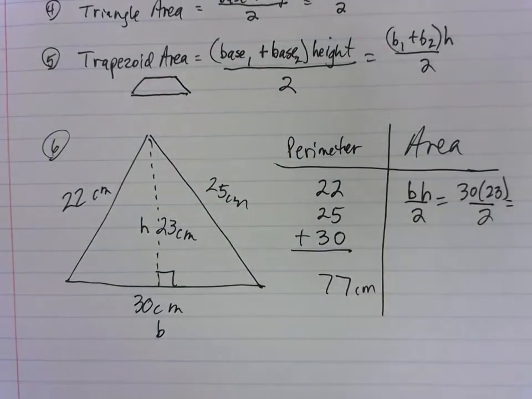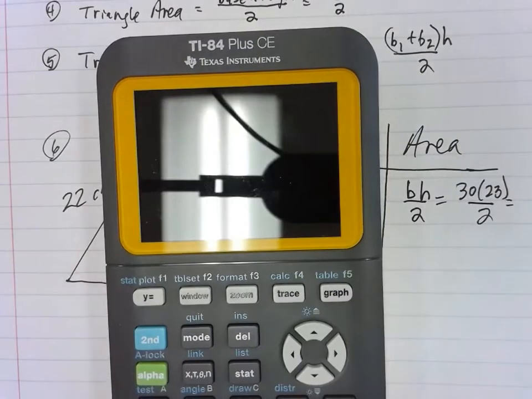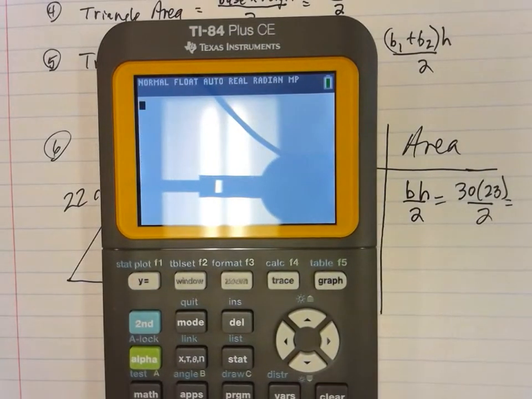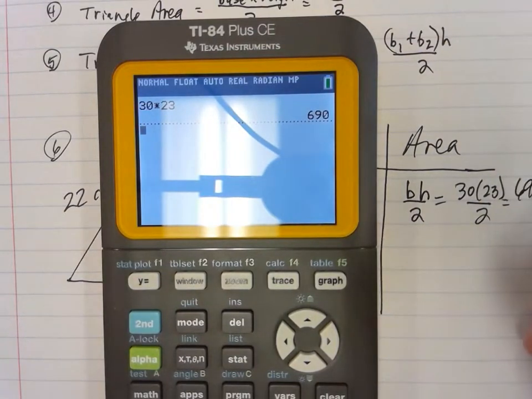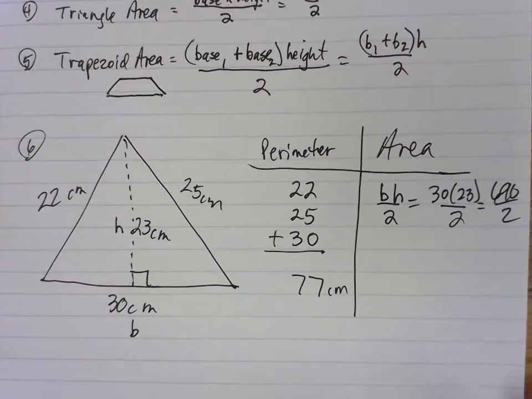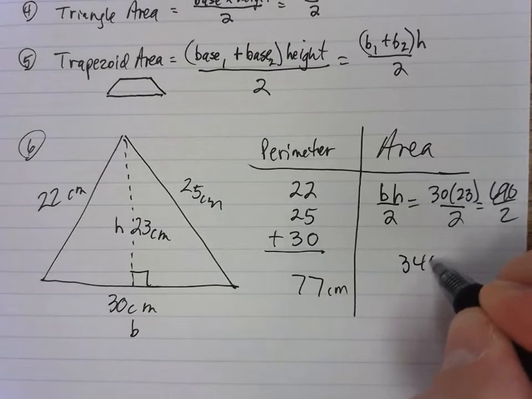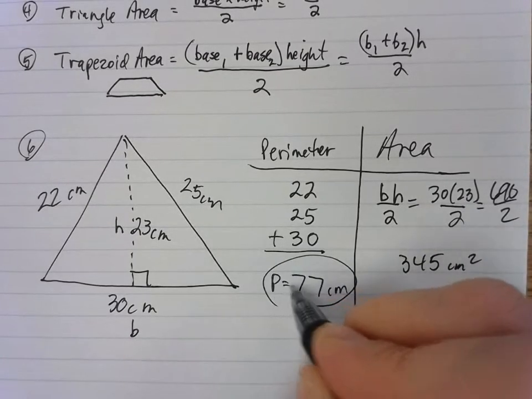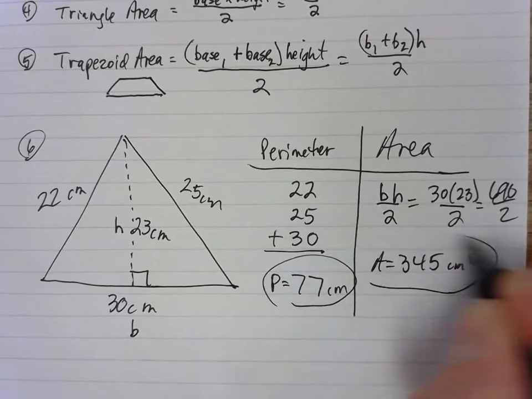Okay, now again, you can use your calculator on that if you need to. I'm not going to make you do that by hand. I should, but I ain't gonna. So 30 times 23 is 690, and half of 690, because we have to divide that by 2, would be 345. So 345 centimeters squared for that. So there is your perimeter, and there is your area.